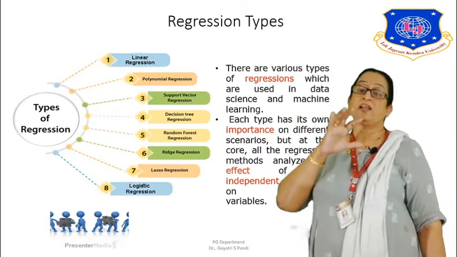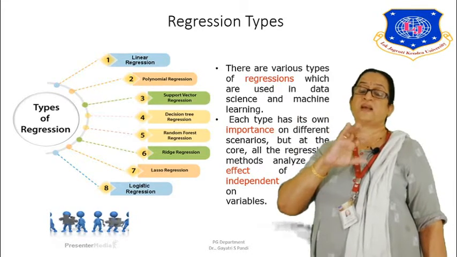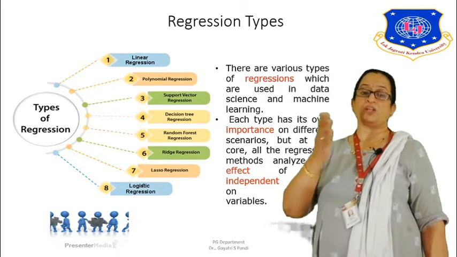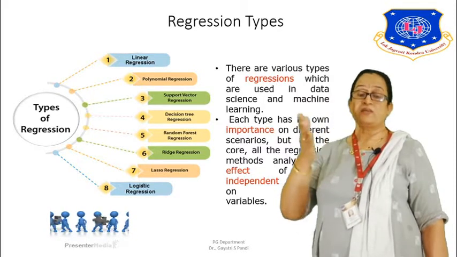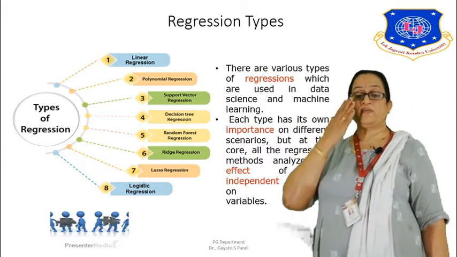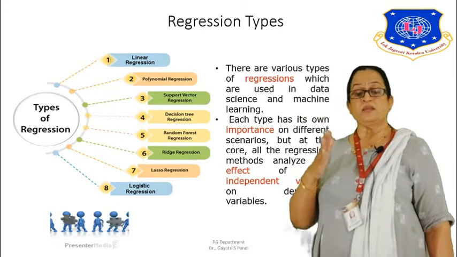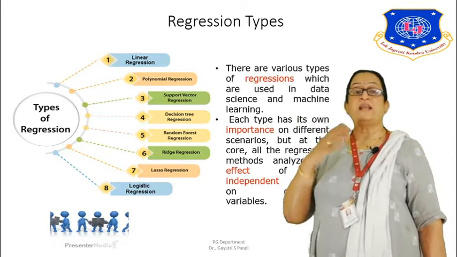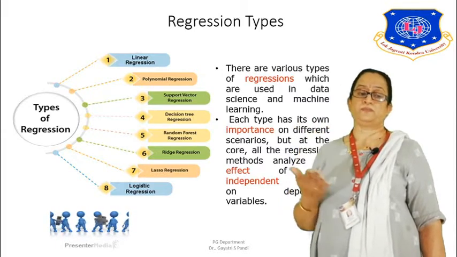Data science basically uses the machine learning algorithms itself. Data science doesn't have separate algorithms, but it uses machine learning algorithms for prediction, classification, whatever task they want to do. Each type has its own importance in different scenarios. But at the core, all are basically regression methods only, and they try to analyze the effect of an independent variable on the dependent variable.